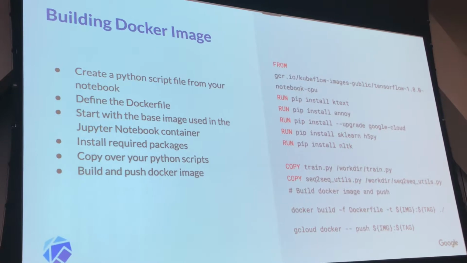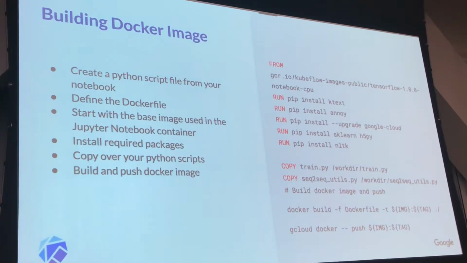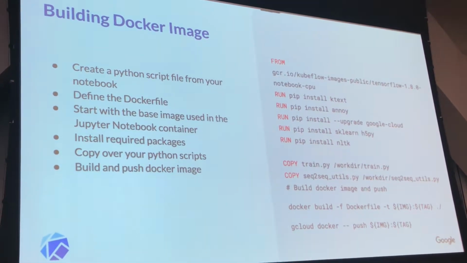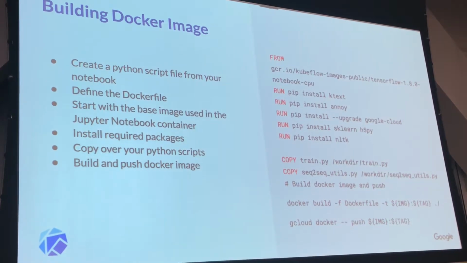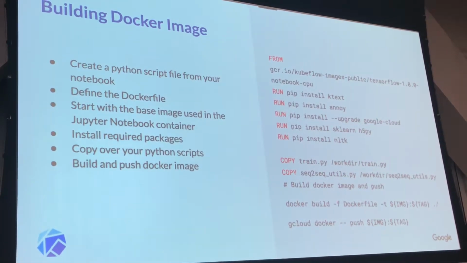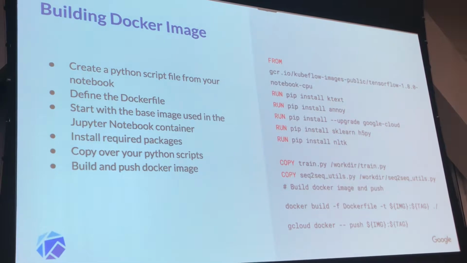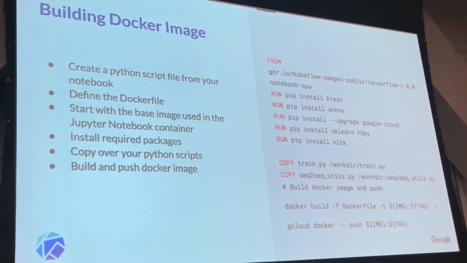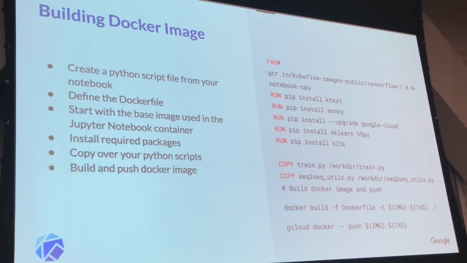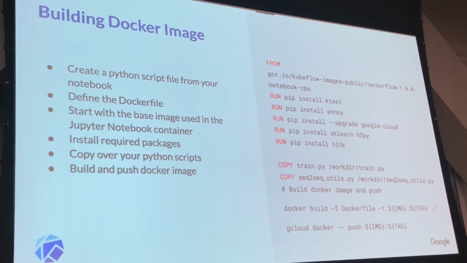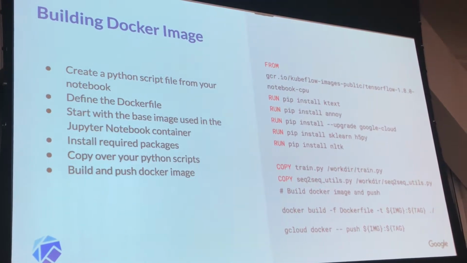Once you have figured out what your training script is going to look like, the next step in the process is to build a Docker container image. Currently the process involves defining a Dockerfile which will specify what your Docker container needs to have installed. So for example, if you need to install a few Python packages, you will have corresponding pip installs in there. And then you copy in your training script, the Python script that you had from your notebook.